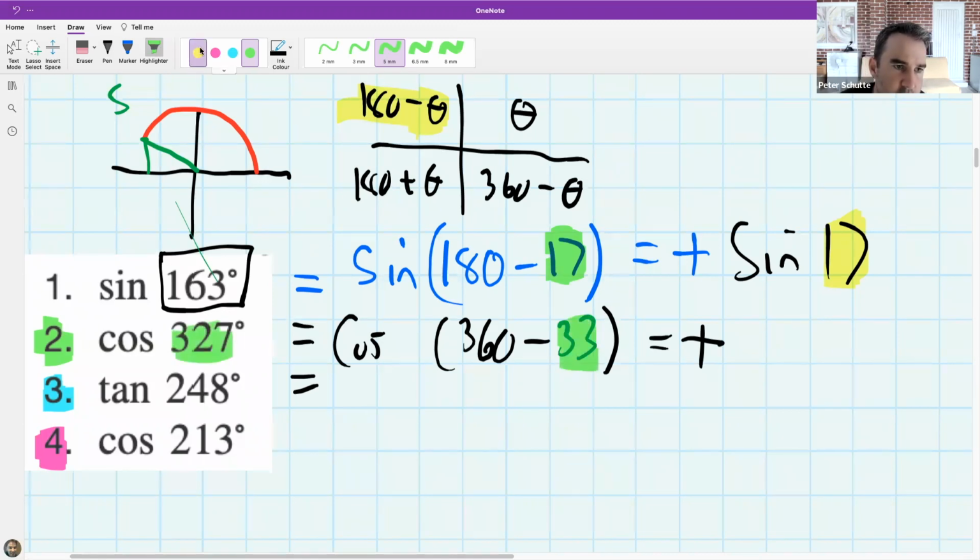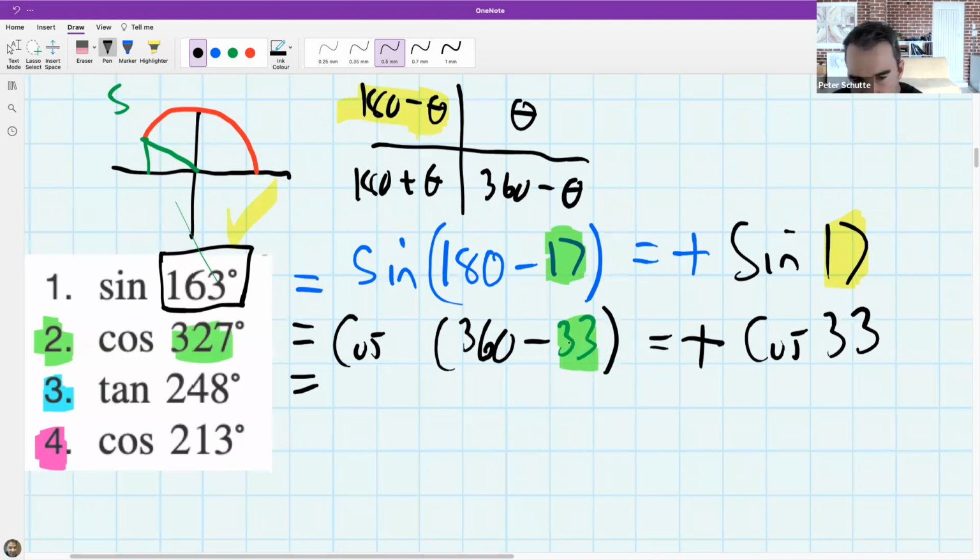Yes, it was in this quadrant over here, and cos is positive. So then all you do is write positive, and then you write the cos of 33. So the theta is just this little bit over here. Awesome. Thank you, Umta. Would anybody like to do number 3 or number 4?